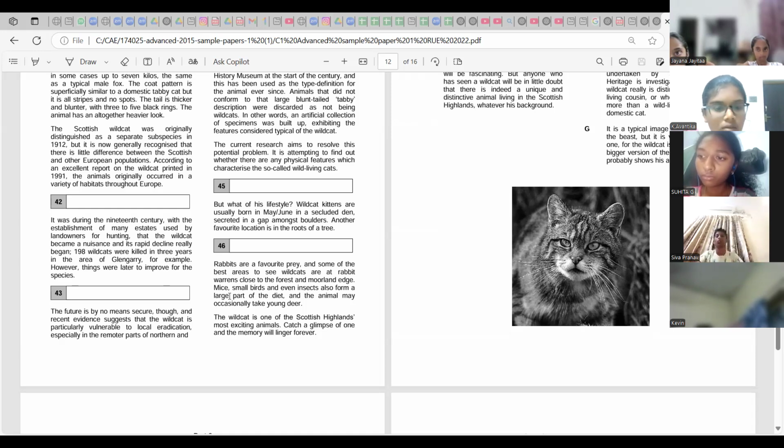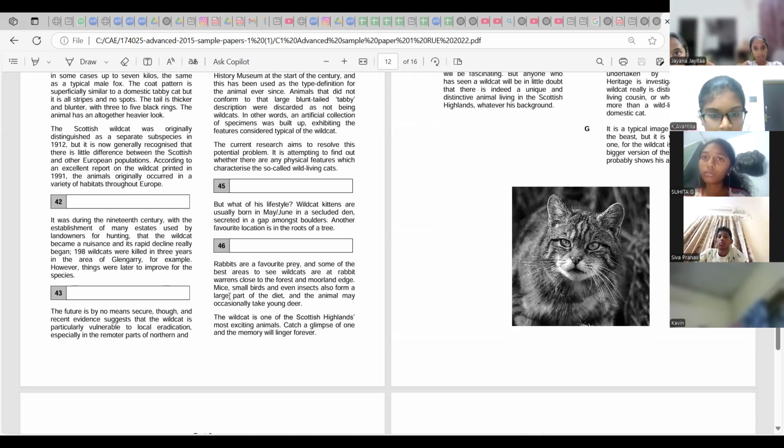After the gap, they are talking about their food. What is wildcat's food? Rabbits are the favorite prey, and some of the best. Now, birth to the food. In between, they are going to definitely talk about some part of the wildcat's life. That's what it is. Rabbits are the favorite prey.